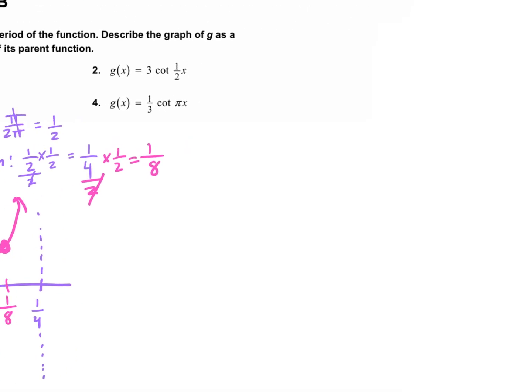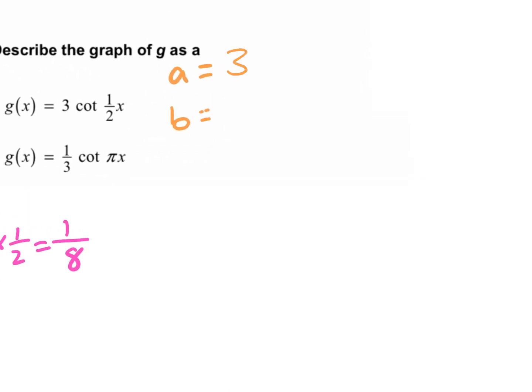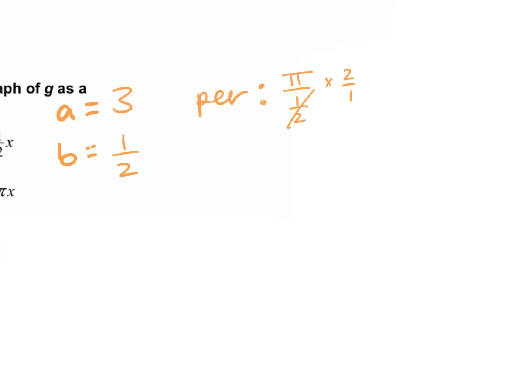Alright, let's do cotangent graphs now. So looking at number 2. What's our A? Our A is 3, and what's our B? 1/2. How do we find the period? So pi over 1/2. Keep change flip. So keep the top, change to multiplication, flip the bottom. So what does that give us for our period? 2 pi.